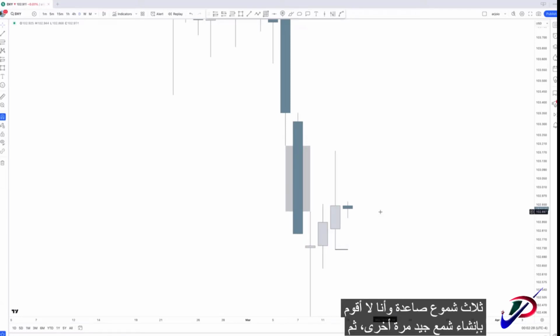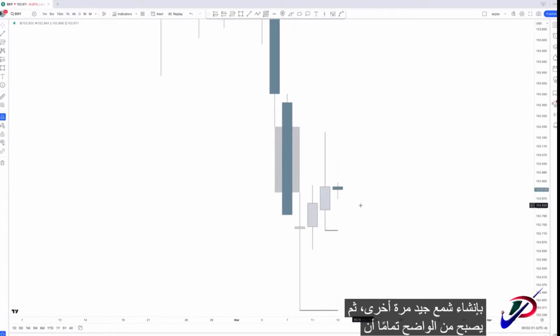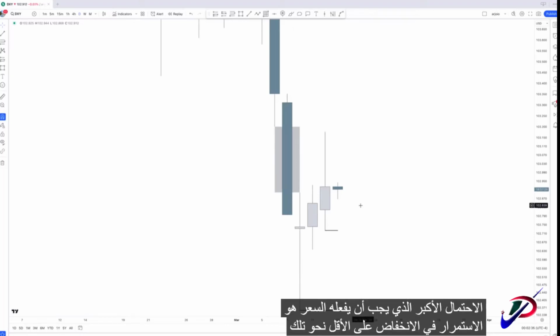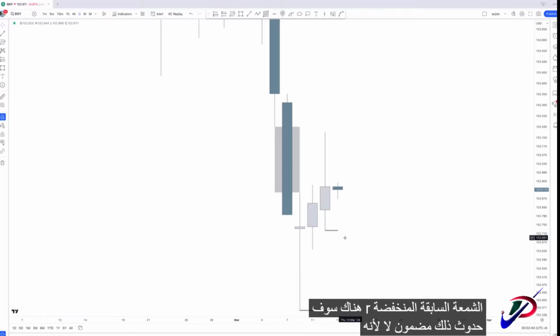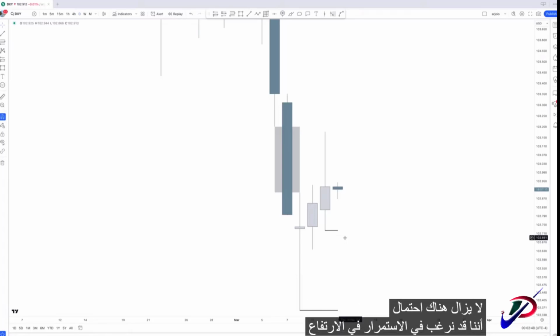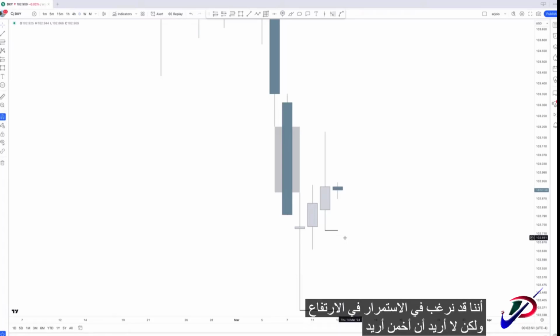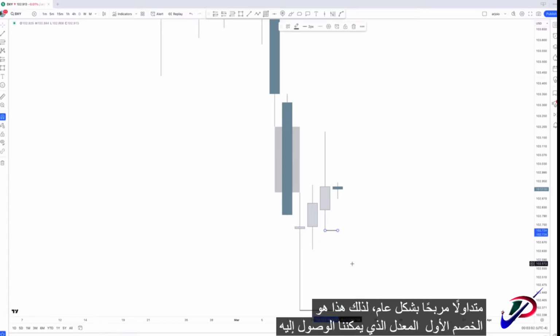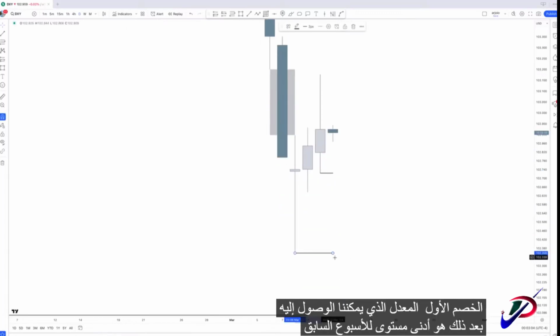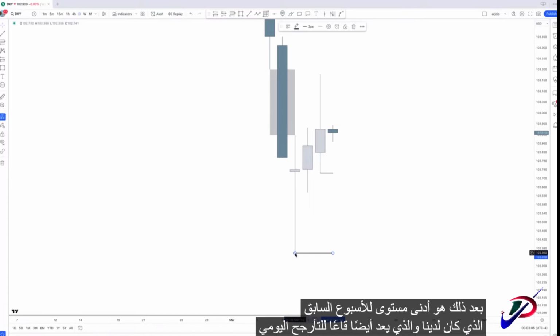Okay, well, again, then it becomes quite obvious that the higher probability thing for price to do is to continue lower, at least towards that previous candle low right there. Will that happen guaranteed? No, because there's still a probability right there that we might want to continue higher. But I don't want to guess. I want the probabilities on my side in trading, and that leads to overall becoming a profitable trader. So this is the first discount array that we can reach for. After that is that previous week low that we had, which is also a daily swing low right there.